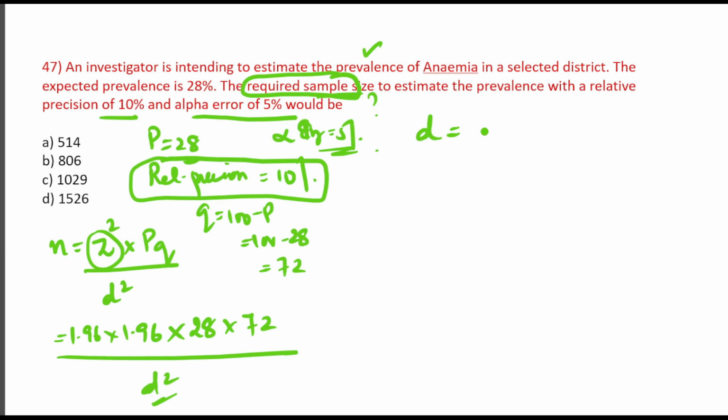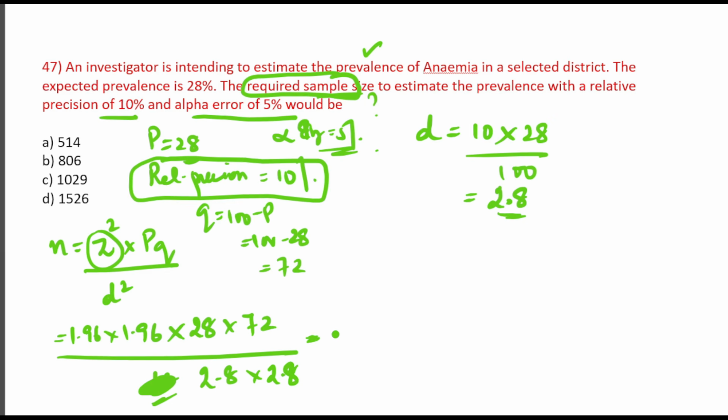D will be equal to what? This percentage of relative precision into the prevalence by 100 you have to take. So you will get some value of around 2.8. So this D square will be 2.8 into 2.8. So when we calculate, this answer is coming around 987. Do we have it in the options? No, we are not having it in the options.